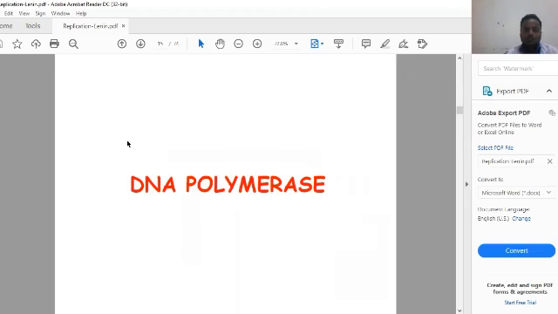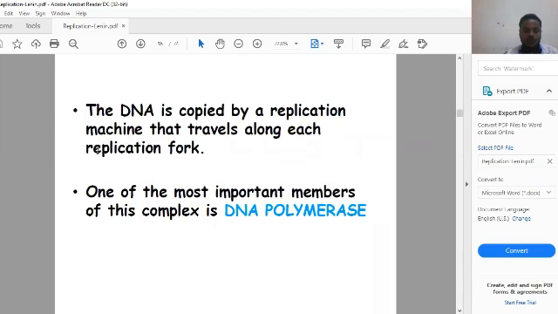So now we can see the DNA polymerase enzyme. The DNA is copied by the replication machine that travels along each replication fork. You can see the replication fork on the slide. One of the most important components of the complex is DNA polymerase. The DNA polymerase enzyme is one of the most important enzymes in the DNA replication process.